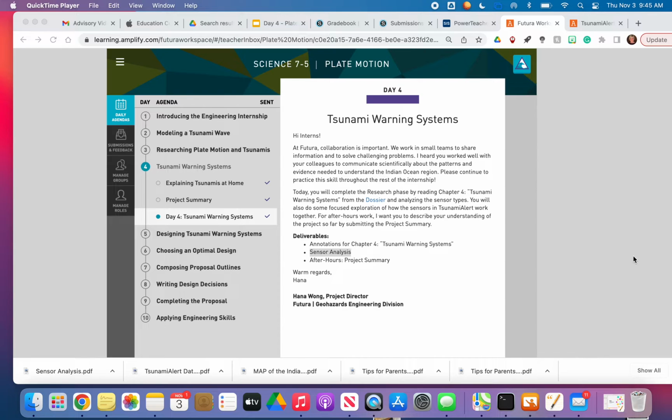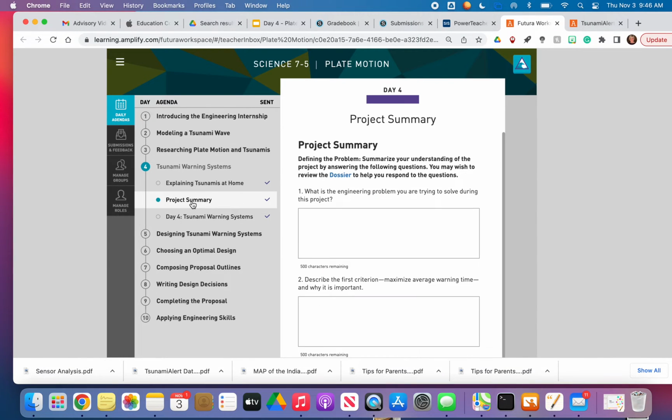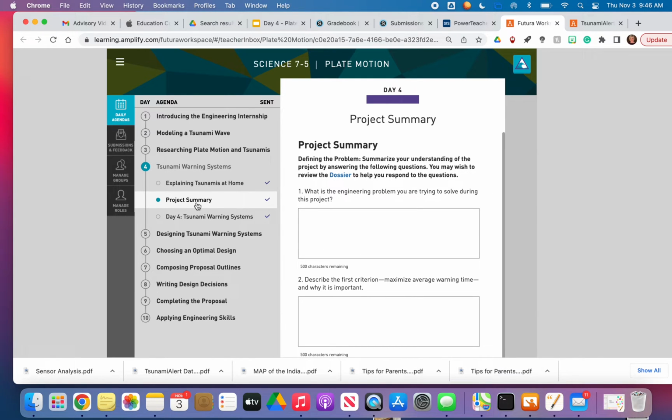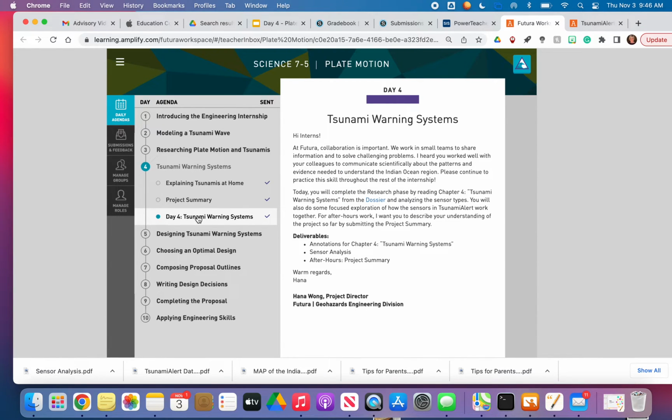So go ahead and log into Amplify and go to your workspace, log into your day 4, read your message. And I want to tell you that there's 2 other things. There's a project summary deliverable and explaining tsunamis at home. We are not going to do those today. If that's something extra that you're interested in and you want to do it, that's totally fine. But we're going to just read the message for day 4. So go ahead and take a minute to do that and then start the video again.